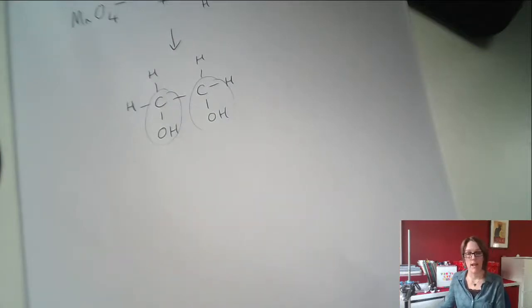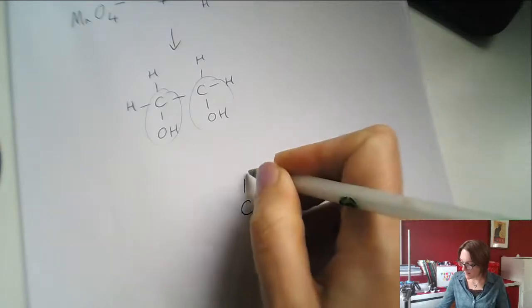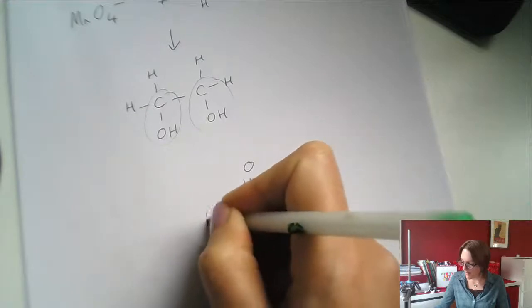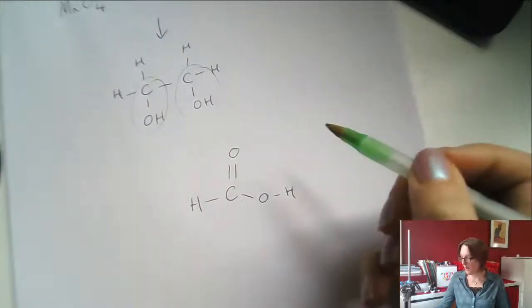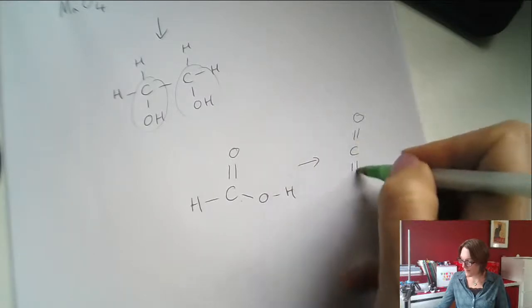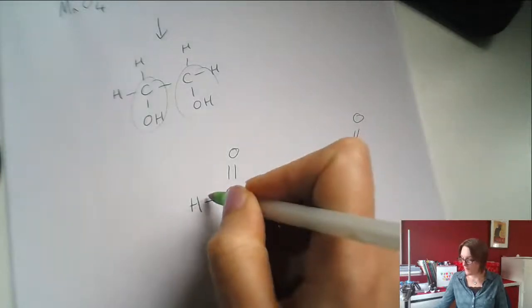weaker oxidizing agents. So one of the other questions I got was, once you've got an alcohol to a carboxylic acid, can you oxidize it further? Because I used methanoic acid as my example, and I said that methanoic acid was the only one that could be oxidized all the way to CO2. So it's the only one that could lose these hydrogens.